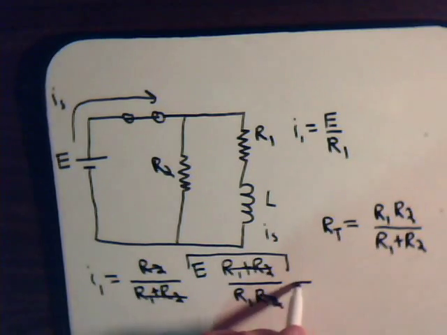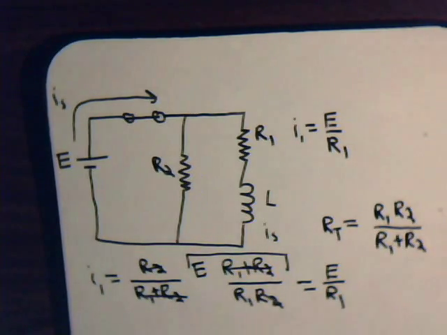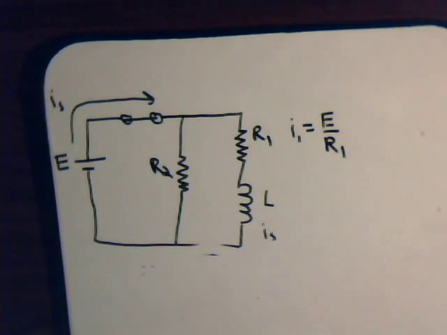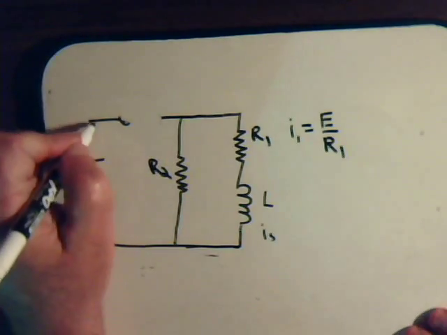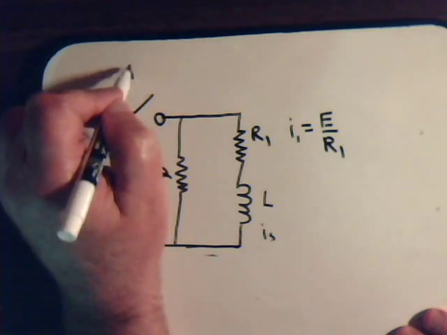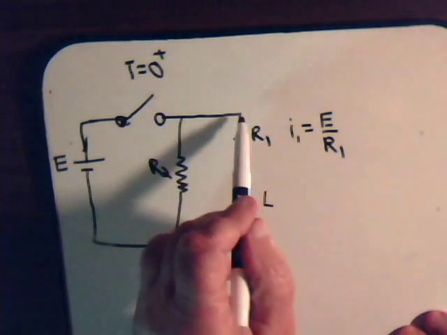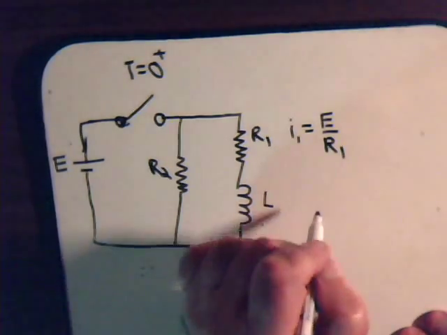So we have I1 equals E divided by R1. So what that means now for our circuit is that when we throw the switch, when we open the switch like this, then at time t equals 0 plus, the current going through the coil, through this resistor in the coil, is still going to be E over R1 at that fraction in time.